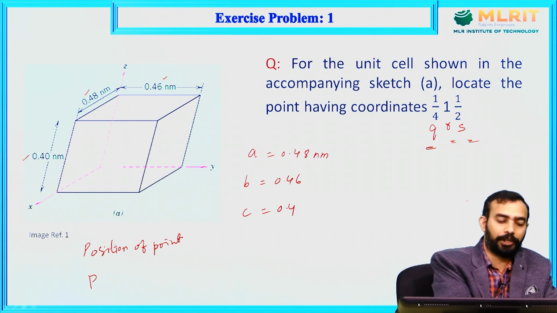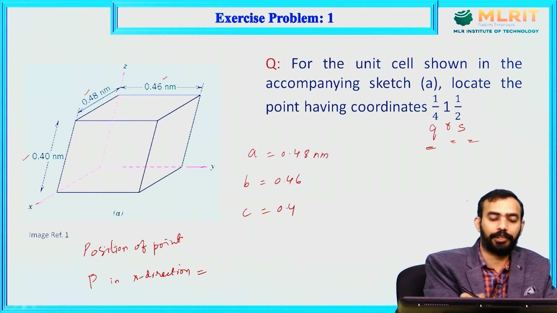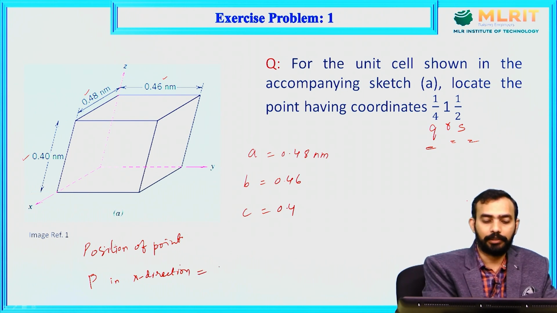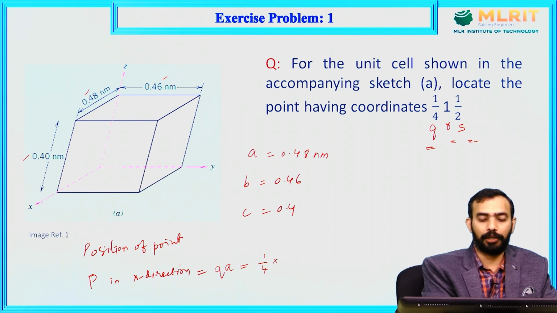Position of point P in the x direction. How do we get it? That is nothing but q multiplied by a, right? QA. So what is q? We have 1 by 4 multiplied by what is a? 0.48. So what is this value? This is nothing but 0.12 nanometers.